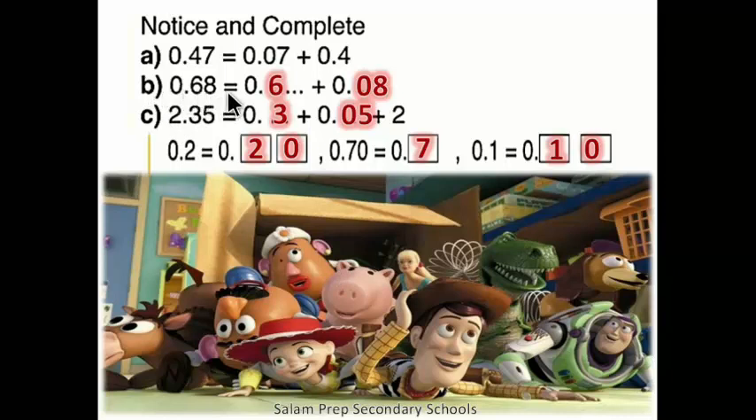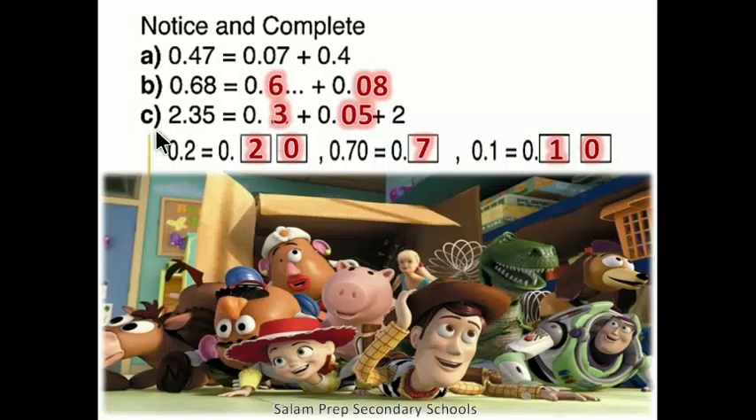0.68 equal, we can write the tenths or hundredths, okay? So 6 tenths plus 8 hundredths. Take care. We put 0.08. 8 hundredths. 6 tenths, we write 0.6.